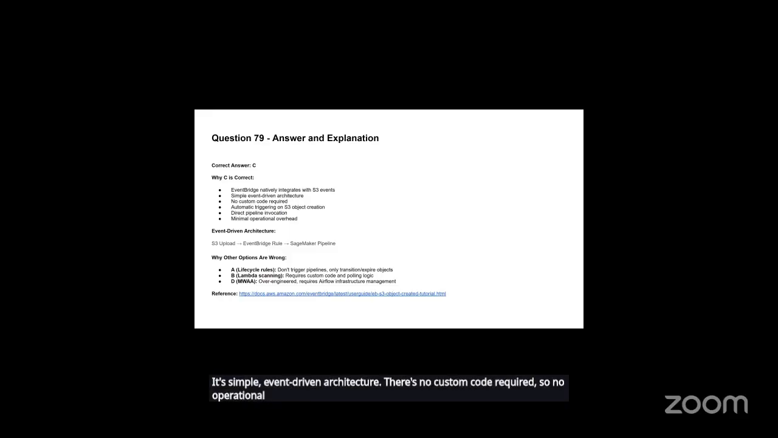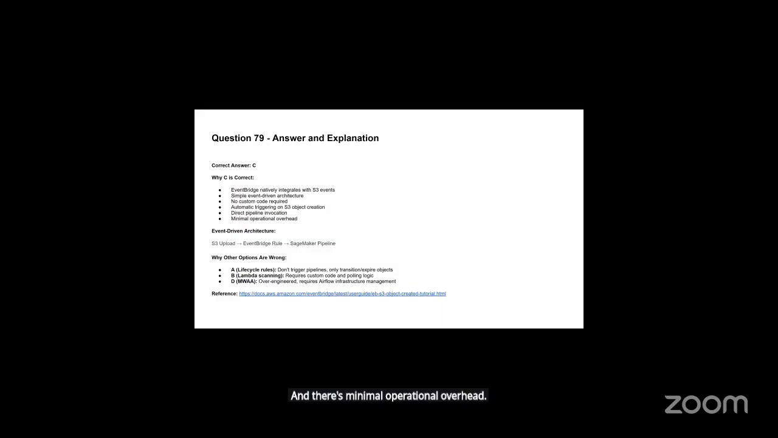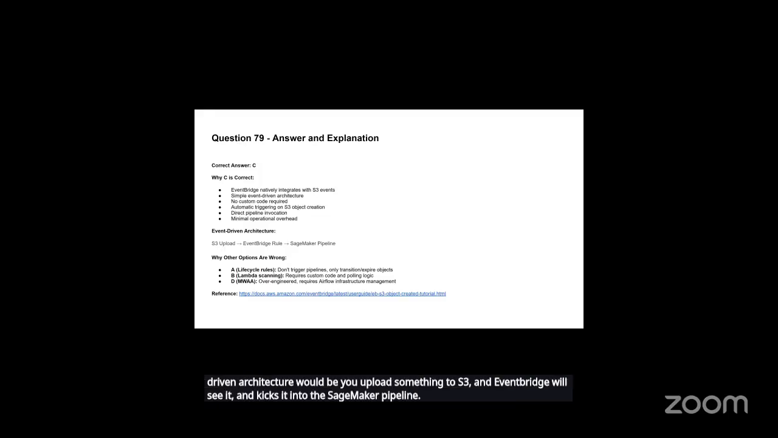So C, EventBridge. EventBridge natively integrates with S3 events. Those file or management events, right? It's simple event-driven architecture. There's no custom code required, so no operational overhead. There's automatic triggering on S3 object creation. There's direct pipeline invocation, and there's minimal operational overhead, like I just said. So the event-driven architecture would be you upload something to S3, an EventBridge rule sees it and kicks it into the SageMaker pipeline. Why are the other options wrong?